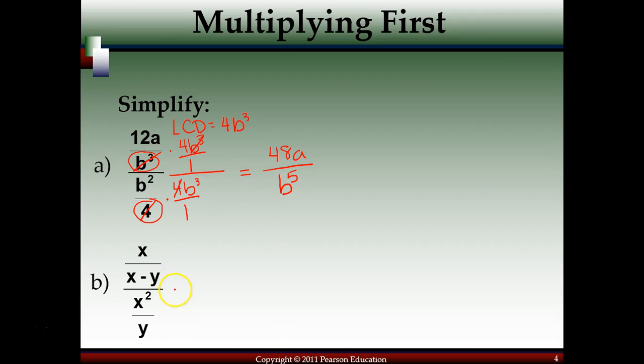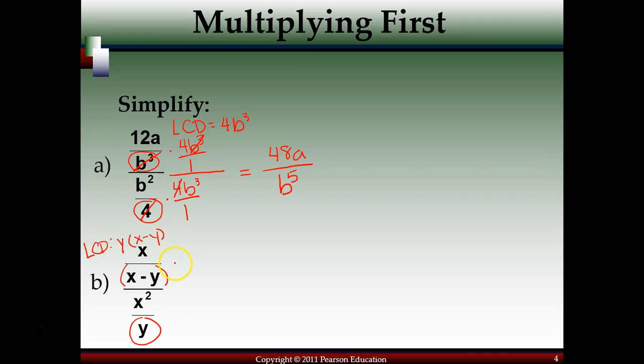Let's do the same thing with this one. We're going to find the LCD. This right here is a factor in our denominator, because they're being subtracted or added together. You can't take x as a factor and y as a factor separately. It's x minus y that is the factor in this denominator, and y is our factor in this denominator. So for our LCD, we multiply x minus y times y together. I'm going to write that over here. The LCD of this one is y times x minus y.